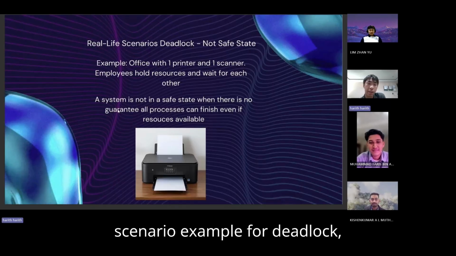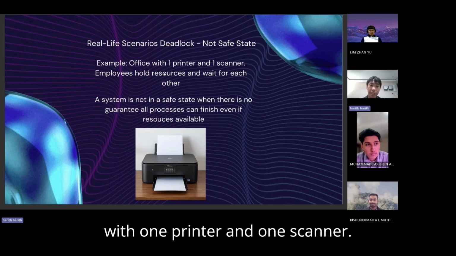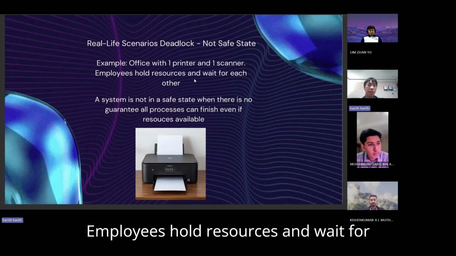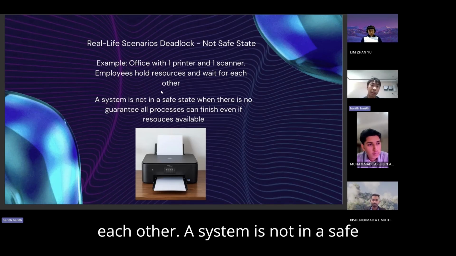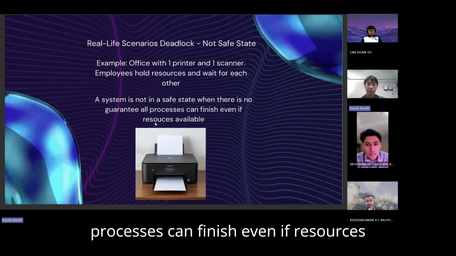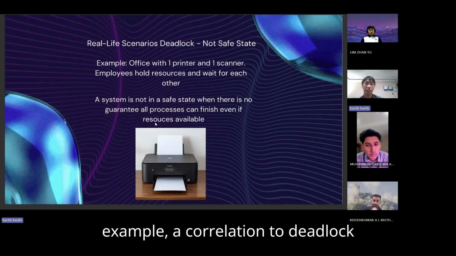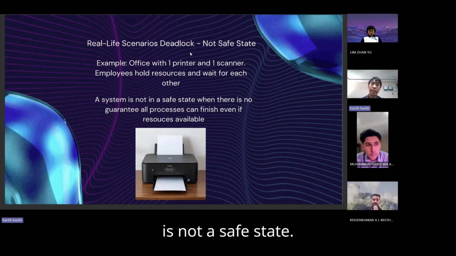A real-life scenario example for deadlock, a not safe state. For example, an office with one printer and one scanner. Employees hold resources and wait for each other. A system is not in a safe state when there is no guarantee all processes can finish, even if resources are available. That's the example, a correlation to deadlock in a not safe state.